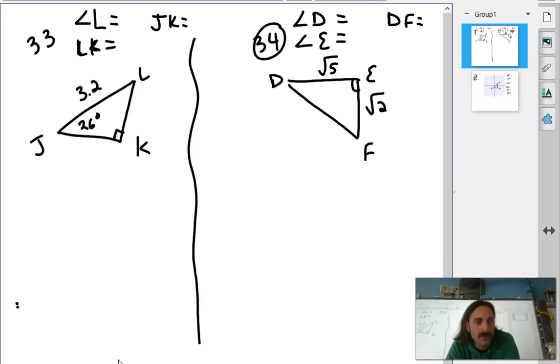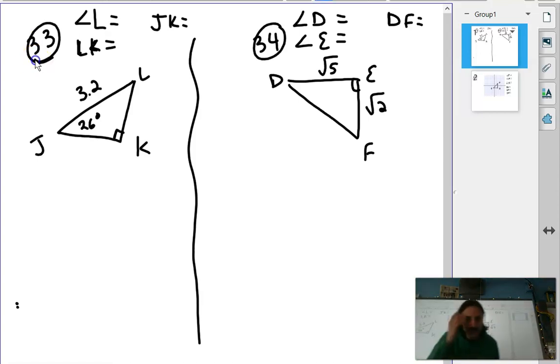I'm working on problems 33 through 37 just as examples. I'm not going to go through them all. This is roughly on page 556, and the big concept here is solving right triangles, all the sides and all the angles. So the first problem I want to focus on is number 33. Again, in this problem, it gives you one side length and two angles.